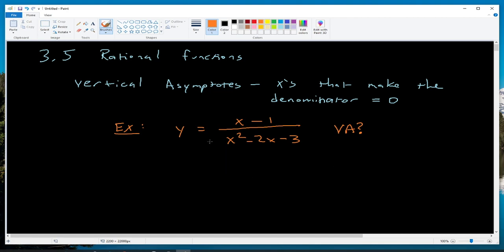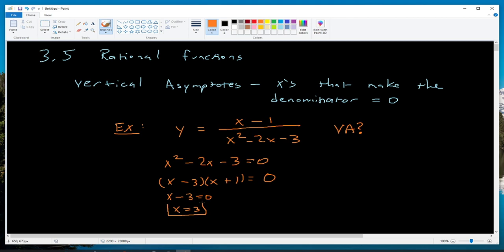So basically what we do is look at the denominator, the bottom part here, which is x squared minus 2x minus 3. We want to figure out where that is equal to 0. We can solve this by factoring. So we get x and x, a minus 3 and a plus 1. Then we set x minus 3 equal to 0 and get x equals 3, and we set x plus 1 equal to 0 and get x equals negative 1. So these are the x values where the vertical asymptotes occur.